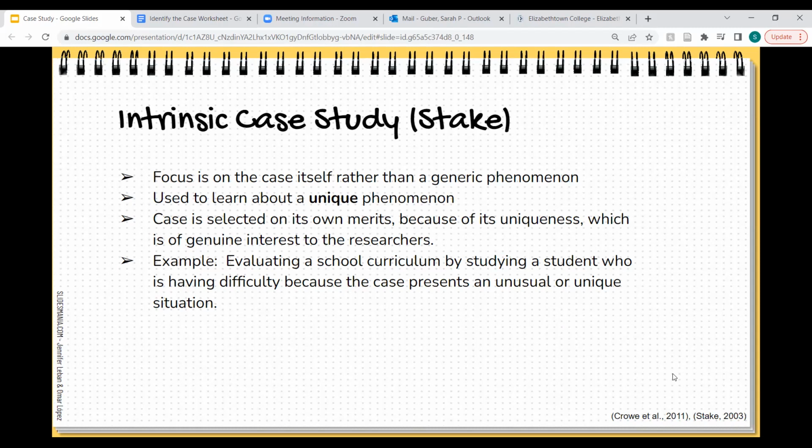So the case is selected on its own merits because of the uniqueness, which is of genuine interest to the researchers. It's not to prove a theory or a point. So an example of this is evaluating a school curriculum by studying a student who's having difficulty because the case presents an unusual or unique situation.